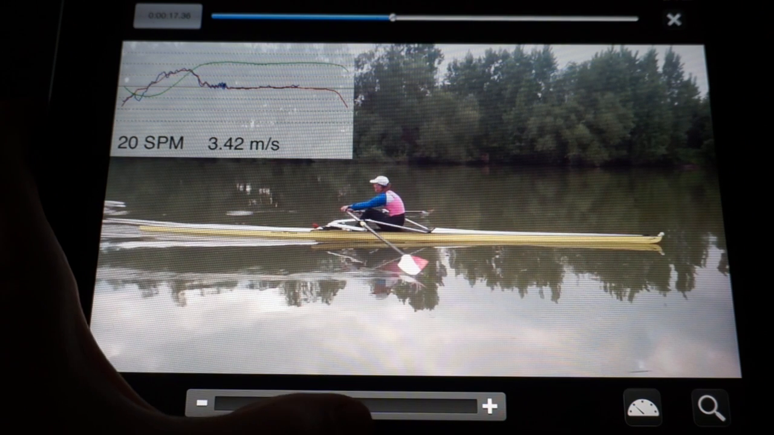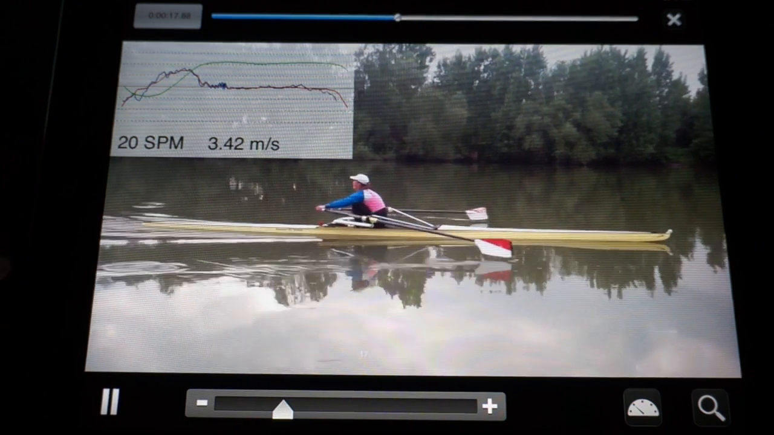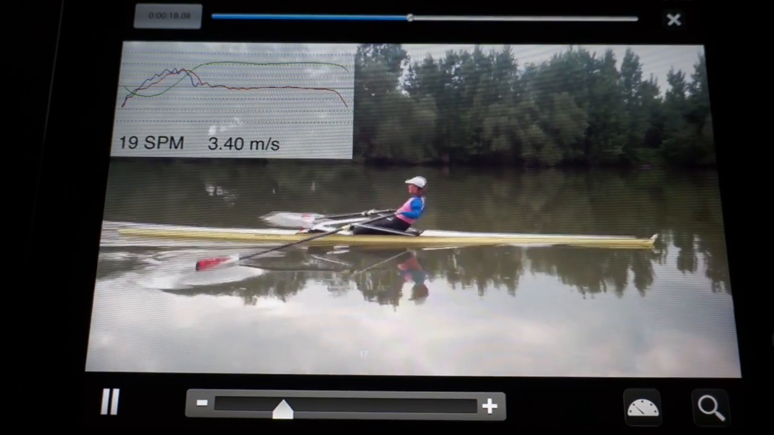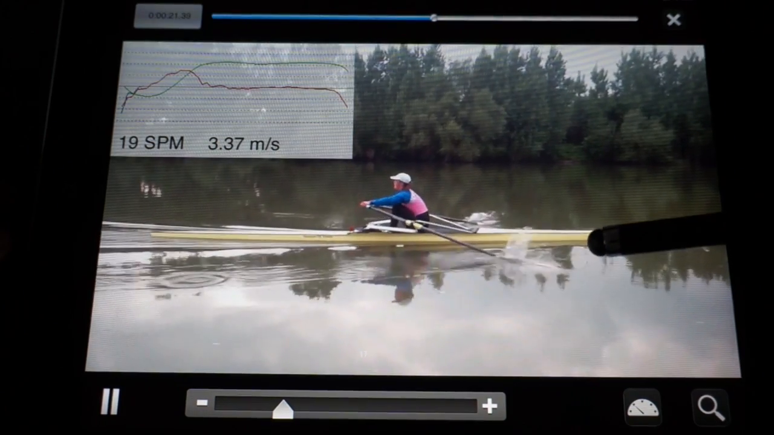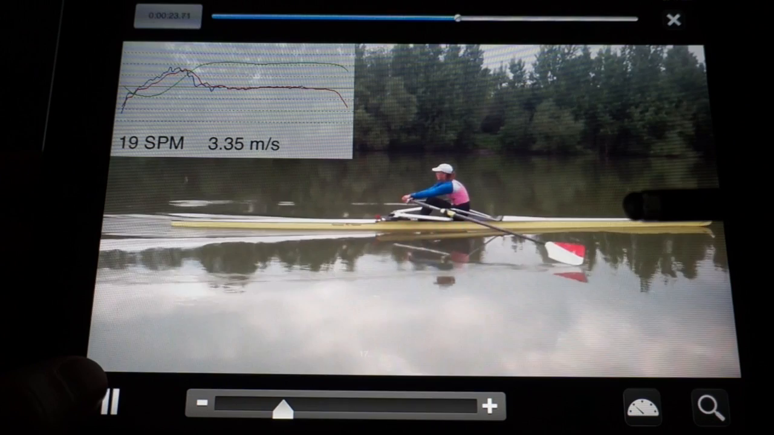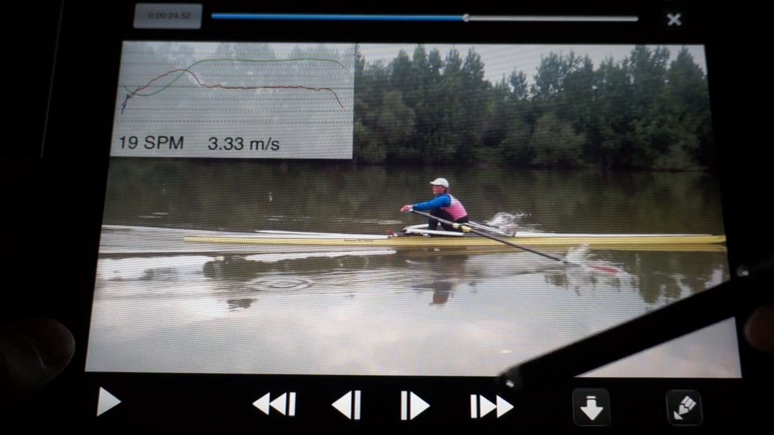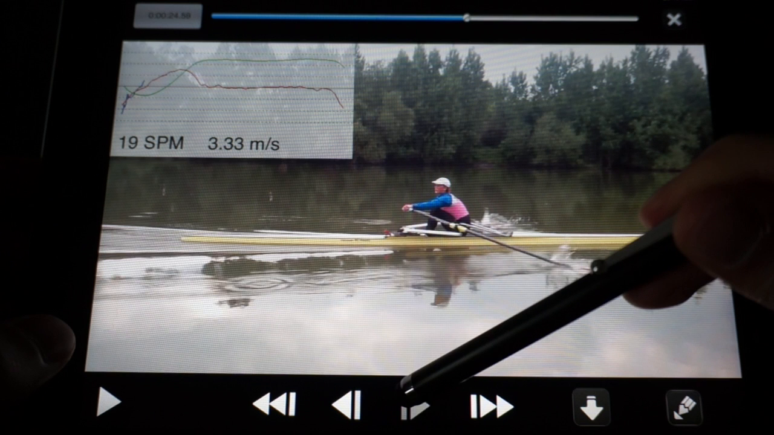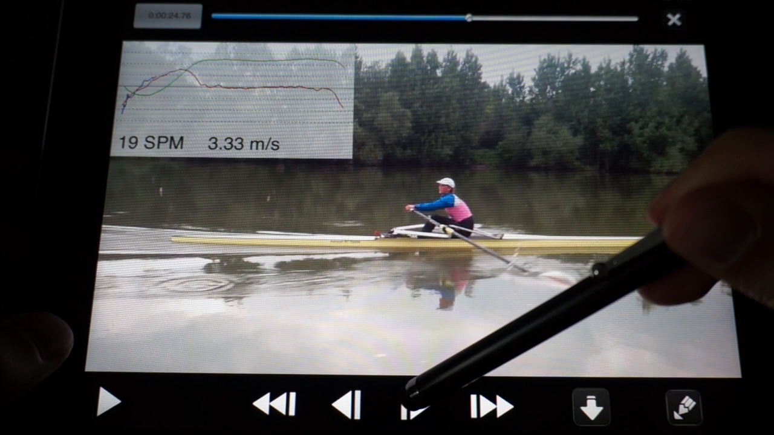So if we move to slow motion and continue the video, we can see that she starts to improve the way that she hits the water there. You see that? You also saw the small backsplash of the blade. Just pause there. Okay, so we see that there's a small splash. And what this results in basically is that there's a steeper rise, a slightly steeper rise in boat acceleration at the catch.